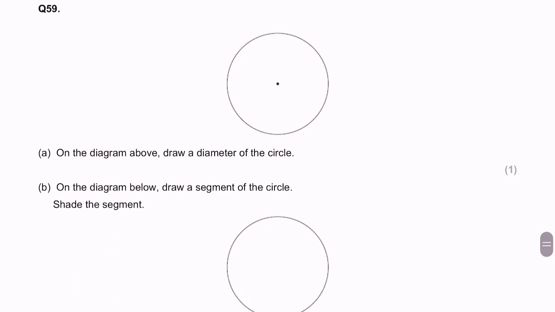Question 59. On the diagram above, draw a diameter of the circle. I don't have a ruler here, so I'm going to try and draw a straight line as straight as possible. So that can be a diameter. If I draw a straight line through the midpoint, that could be a diameter.